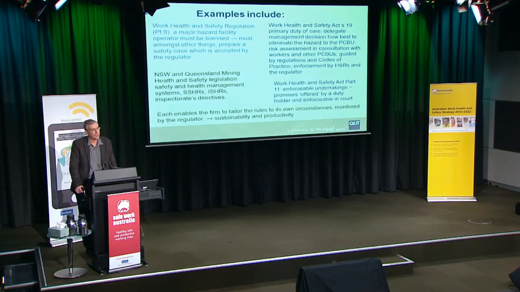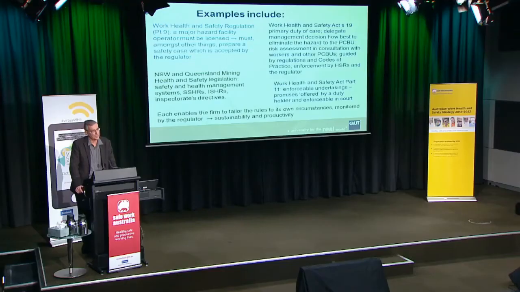And there are a whole raft of things that you can find in enforceable undertakings that are beyond what a regulator can do, because an enforceable undertaking can include things that don't fall within the regulator's powers. Now, the beauty of the enforceable undertaking is that if the firm breaches the undertaking, they can be prosecuted for the initial contravention and they can be prosecuted for failing to comply with their undertaking.